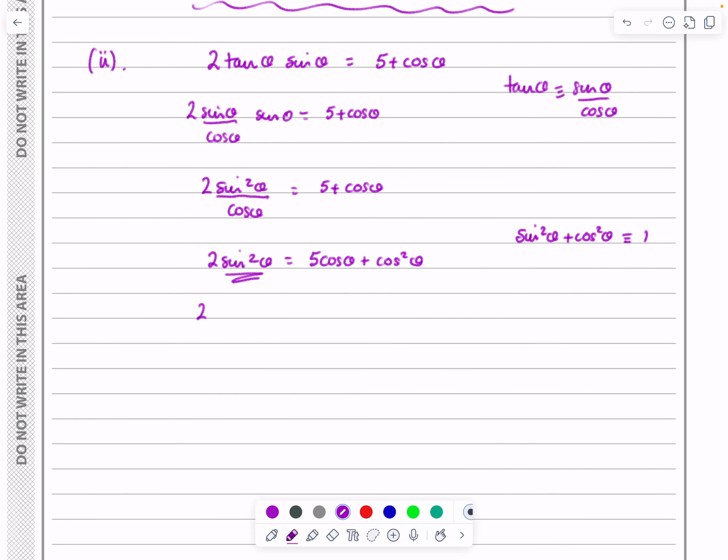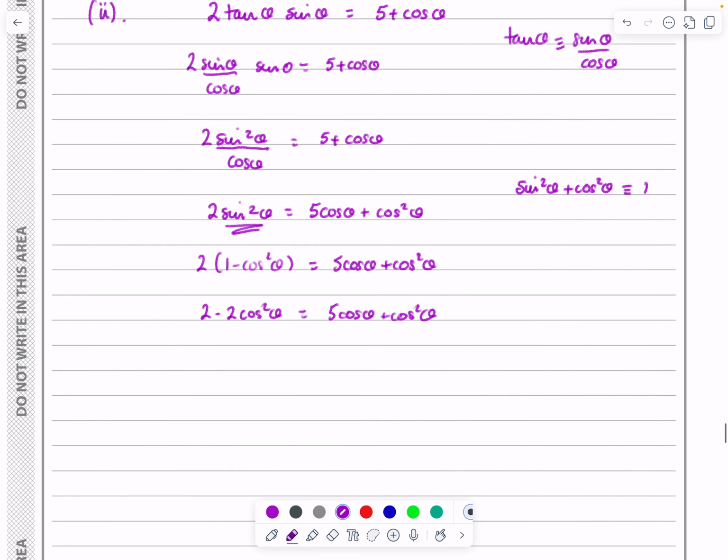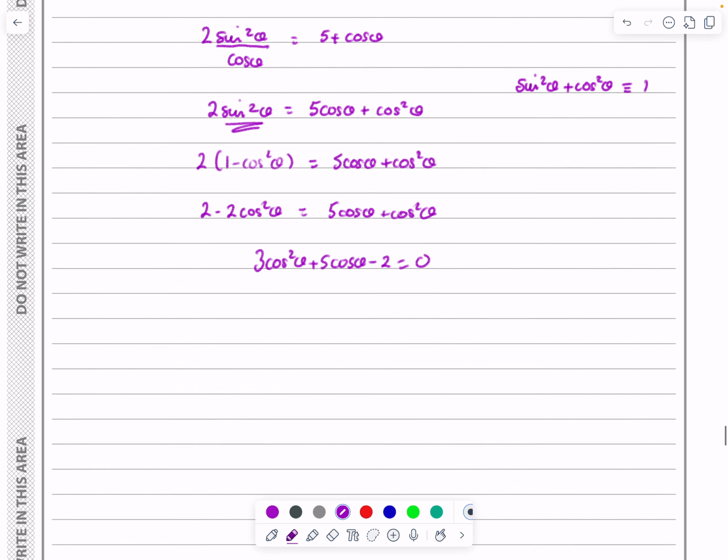So I'm going to get 2 lots of 1 minus cos squared theta is equal to 5 cos theta plus cos squared. Okay, this is going to turn into a quadratic. Let's tidy this all up. 2 minus 2 cos squared is equal to 5 cos theta plus cos squared theta. That turns into the quadratic 3 cos squared theta plus 5 cos theta minus 2 equal to 0.